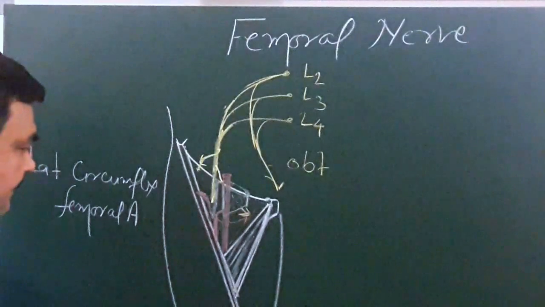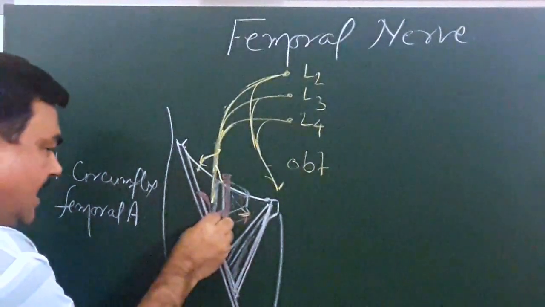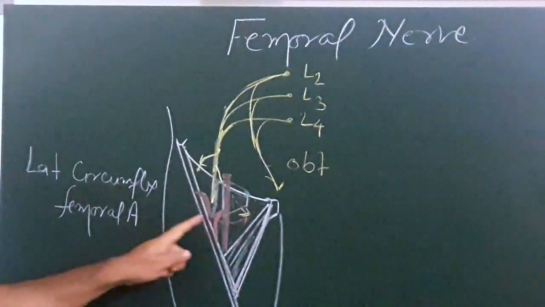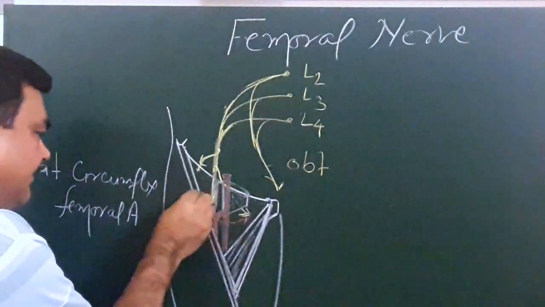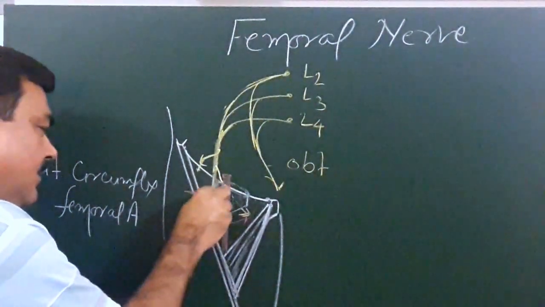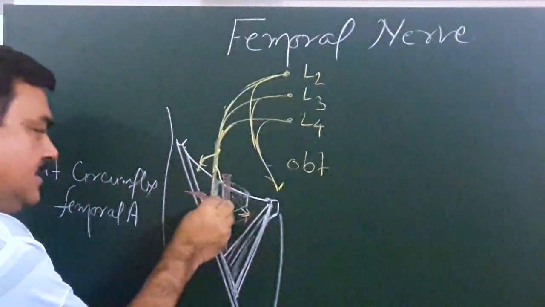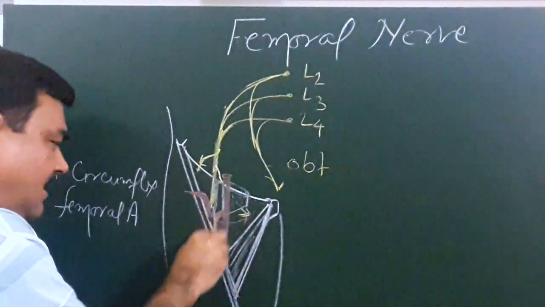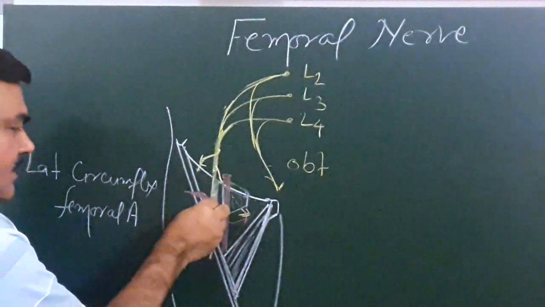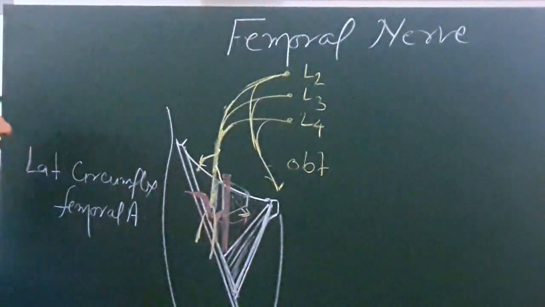And here you can see this is the profunda femoris artery, and this is the lateral circumflex femoral artery, a branch of this. This artery divides the femoral nerve into two divisions, anterior division and posterior division. This is the anterior division, and the other passes behind this. This is the posterior division.